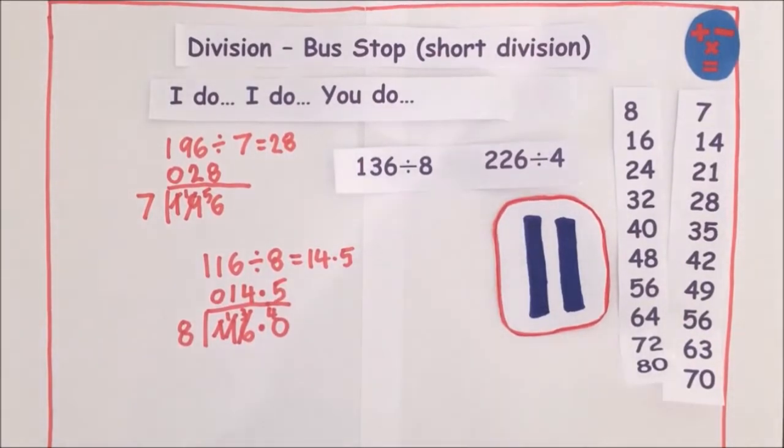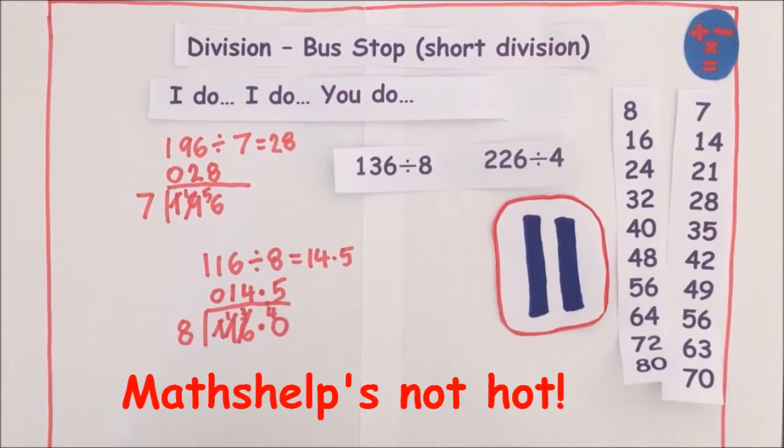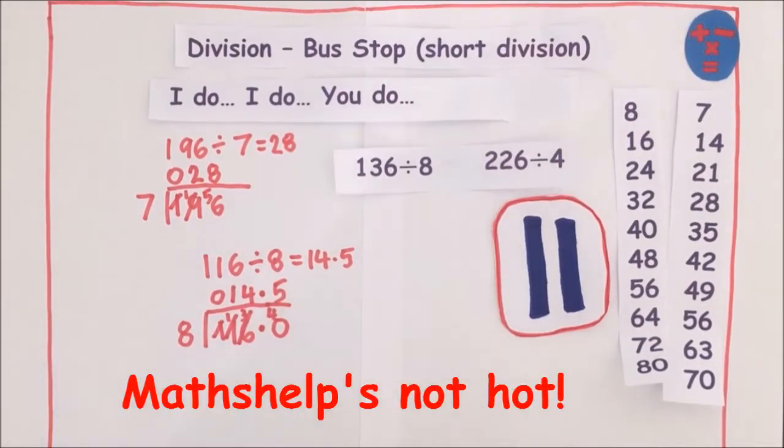Yeah, no, I don't have to say anything. They've got it on pause. What? What are you saying? Take off my coat? I'm not going to take off my coat. Maths help's not hot. Maths help never be hot.